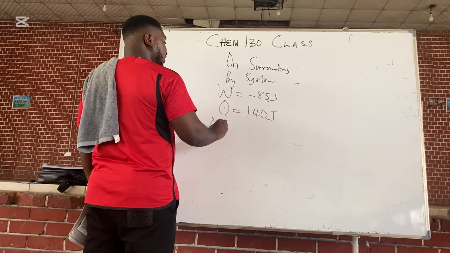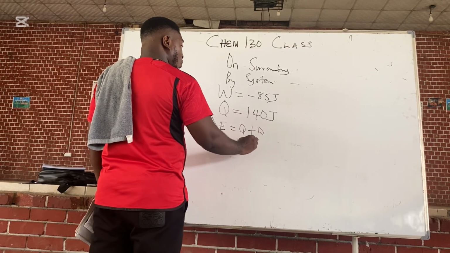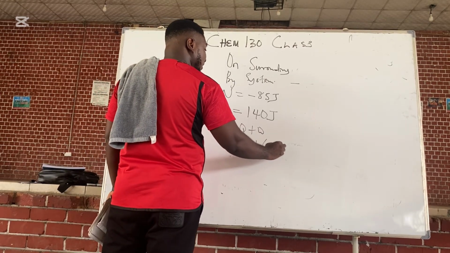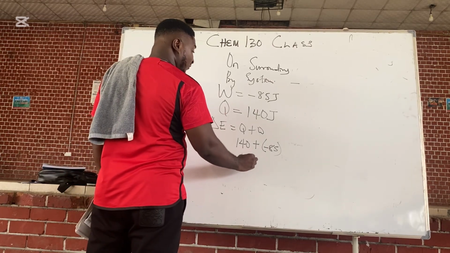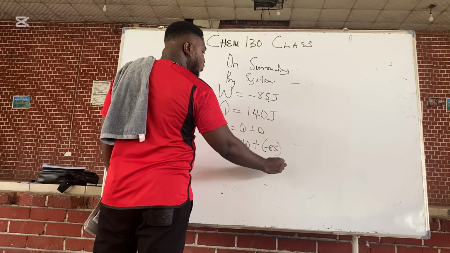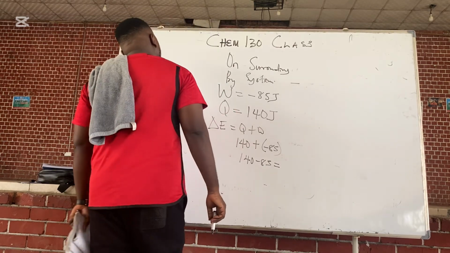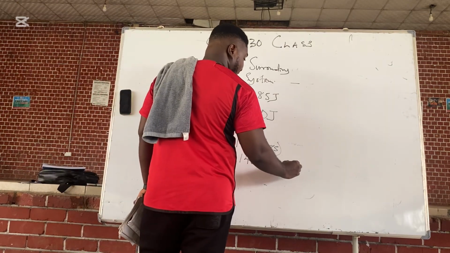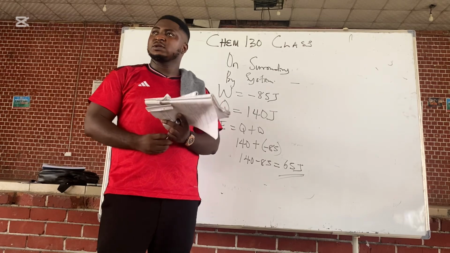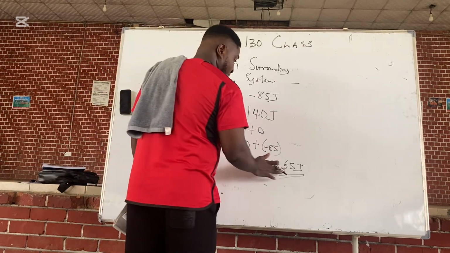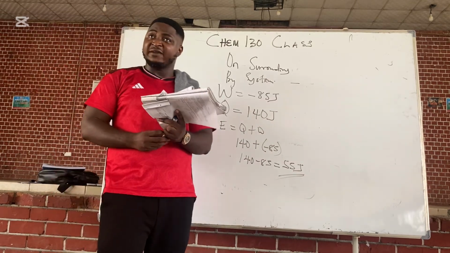What is the change in internal energy, class? Q plus W. Q is 140, plus W is minus 85. So 140 plus minus 85, plus times minus, you have 140 minus 85. What's 140 minus 85? 55 joules. So the change in internal energy for this is 55 joules.